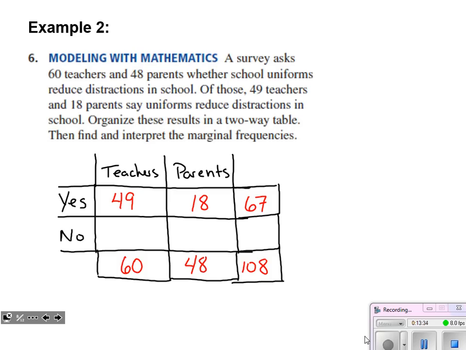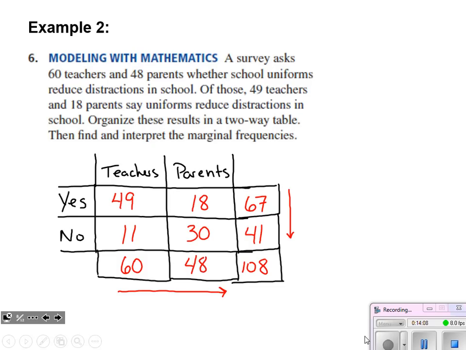Well, if 49 teachers voted yes, and there were 60 total that voted, that means 11 of them had to say no. And with parents, 48 of them voted, 18 said yes, that means 30 had to say no. And if we total up that row, 11 and 30 is 41 total no votes. Okay, just a quick check, adding down this final column, 67 and 41 does equal 108, just like 60 plus 48 did across that bottom row. So we know we've accounted for all of the data in the table.